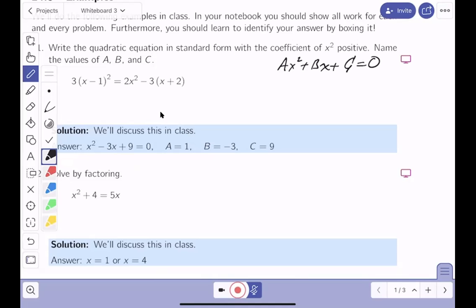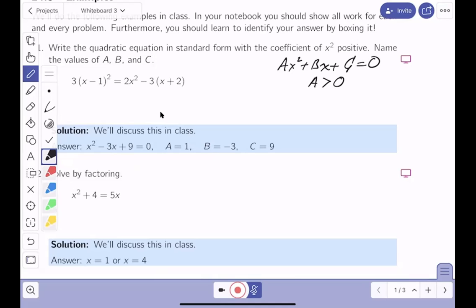That's standard form. So they say, write the quadratic equation in standard form with the coefficient of the x squared to be positive. Well, they went a little bit further than that. They said the a has got to be a positive number now. All right. Then they say, name the a, b, and the c. It's going to be a really important first step.